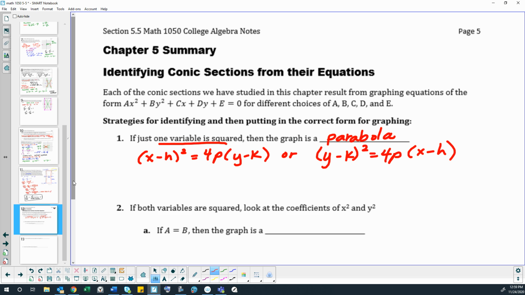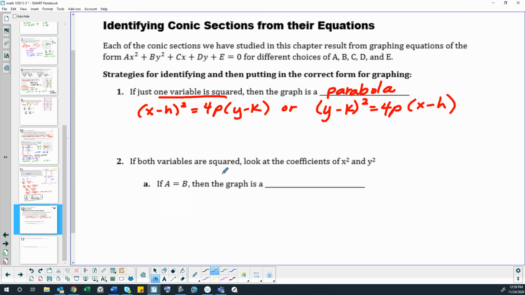All right, if both variables are squared, then it could be a circle, an ellipse, or a hyperbola. So we've got to focus in on the coefficients of x squared and y squared. If a equals b, so if a and b are exactly equal, that means they're the same sign and everything. So if this one's positive and this one's positive and they're the same number, or if this one's negative and this one's negative and they're the same exact number, then that graph is a circle.